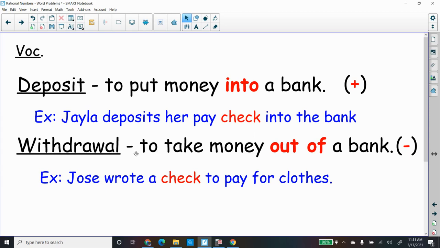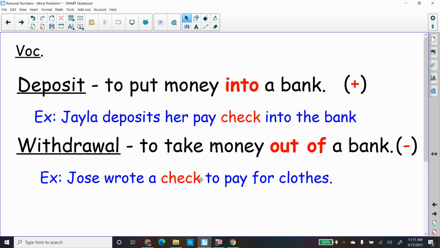Then there's the other word where you're taking money out of the bank, subtracting money by spending it or just taking it out to put it somewhere else. So that's called a withdrawal. For example, Jose wrote a check to pay for some clothes. So he probably went to a store and he didn't want to give them his cash, so he can write a check to pay for his clothes.